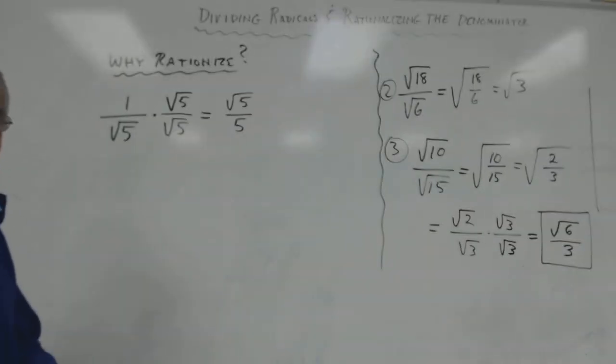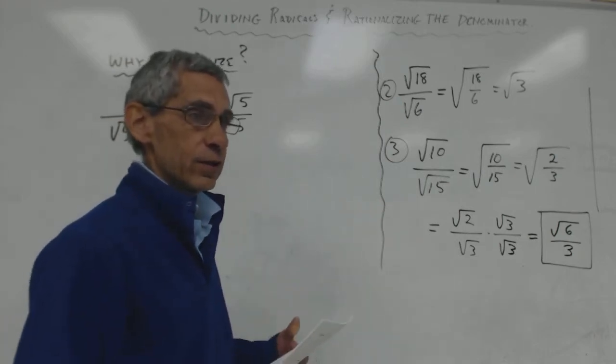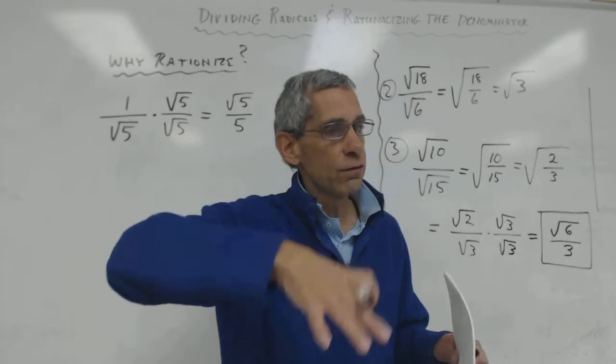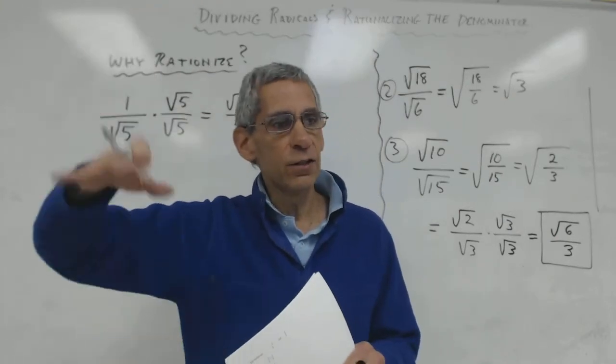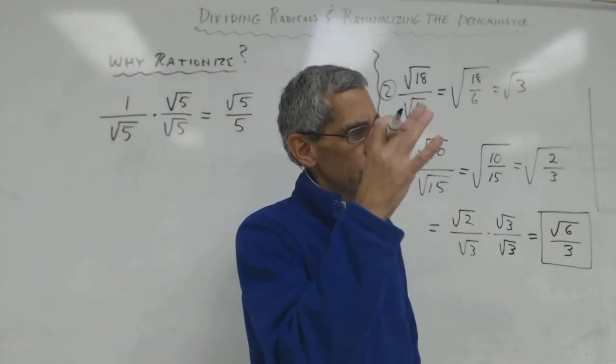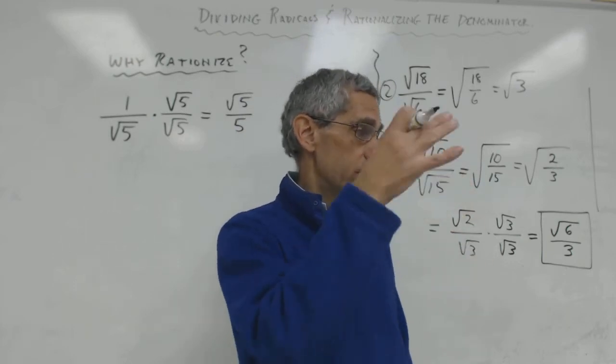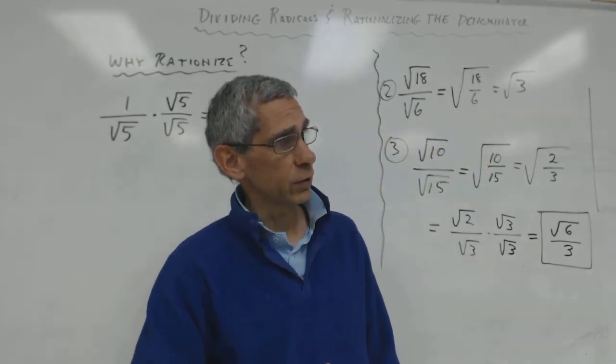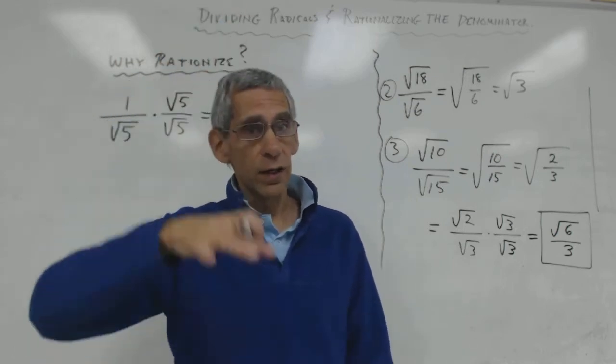At the back of every math textbook, you had that little thing: pages of charts that would tell you what is the square root of 1, square root of 2, square root of 3, square root of 4, square root of 5, square root of 6, square root of 7, square root of 8, and it went on and on and on.